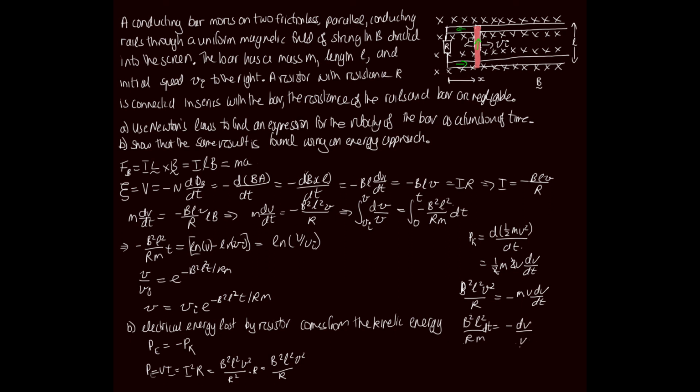So at this point, we've got exactly the same equation as we had up here. So solving it is going to be exactly the same. What we'll want to do is integrate it. And again, we're going from vi to v, and we're going from 0 to t. So when we integrate that, we solve it in exactly the same way. And so it is going to give us exactly the same expression. So we will end up with v is equal to vi e to the minus b squared L squared t on Rm.